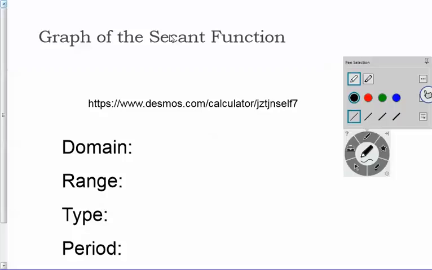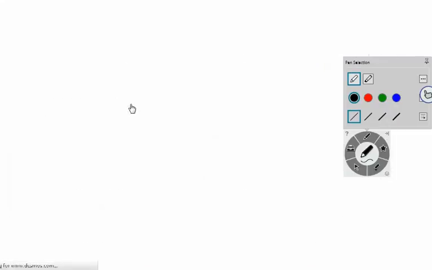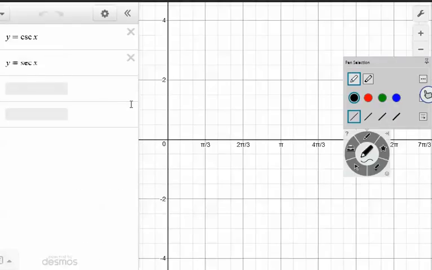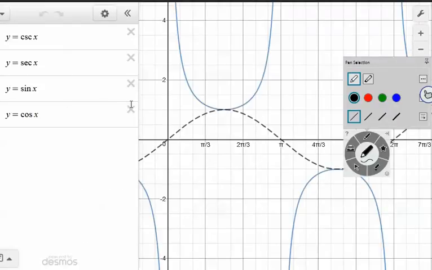Okay, so in this video we're going to look at the reciprocal functions secant, cosecant, and cotangent. And we're going to be thinking about their domain, range, their type, all that stuff. So let's just talk about it. When we go to the Desmos app, I have all of it up here for you.